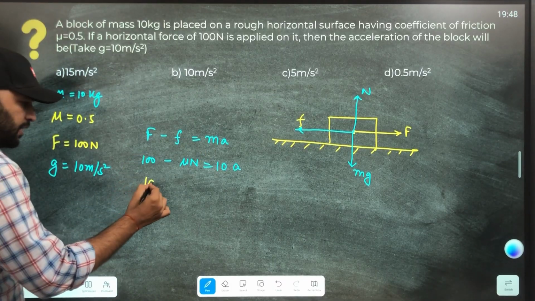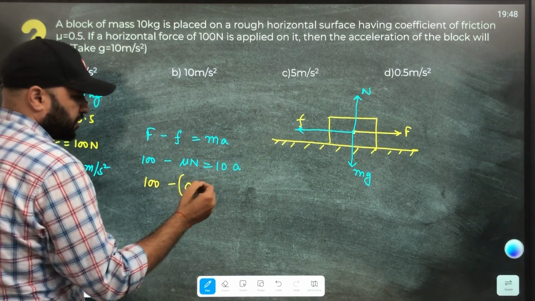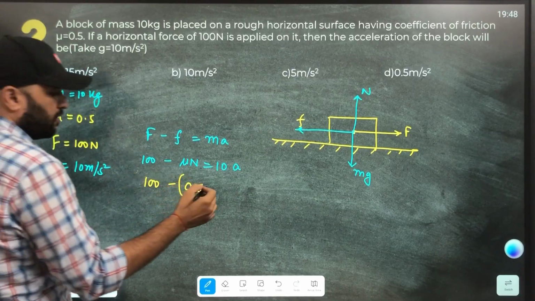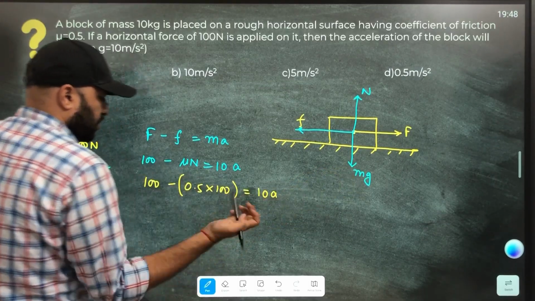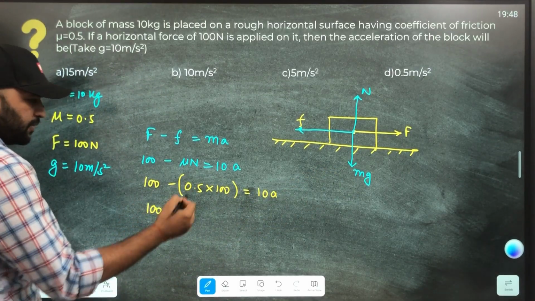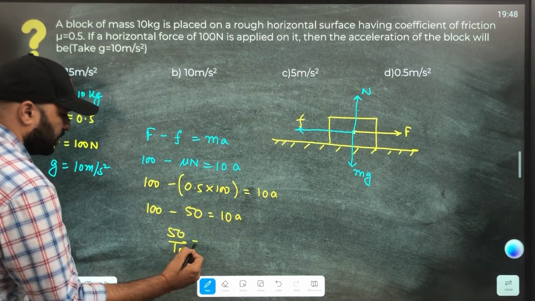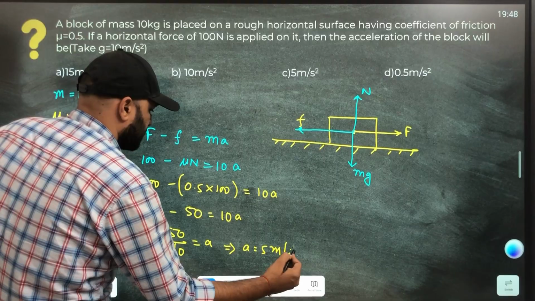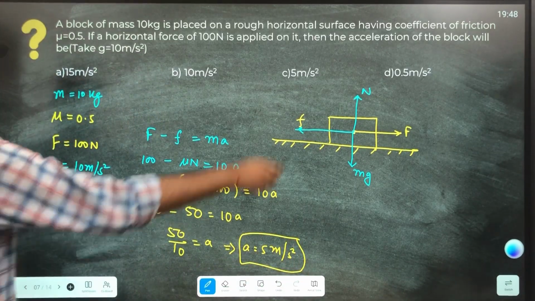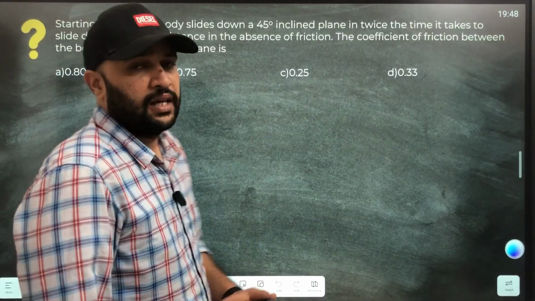Let's substitute the values. 100 minus, what's the coefficient of friction? So 0.5. And what's the normal reaction? So weight of this block. If m is 10, weight of the block is 100. 10 into 10, correct? m is 10, g is 10, so 100. So this will give you 100 minus how much it is? 50. That's equal to 10a. So 50 upon 10, that's equal to a. So acceleration is how much? Sir, acceleration is nothing but 5 meter per second square. I hope this is clear. Option C is correct for this problem. Clear? I hope this is clear. Let's see the next problem.